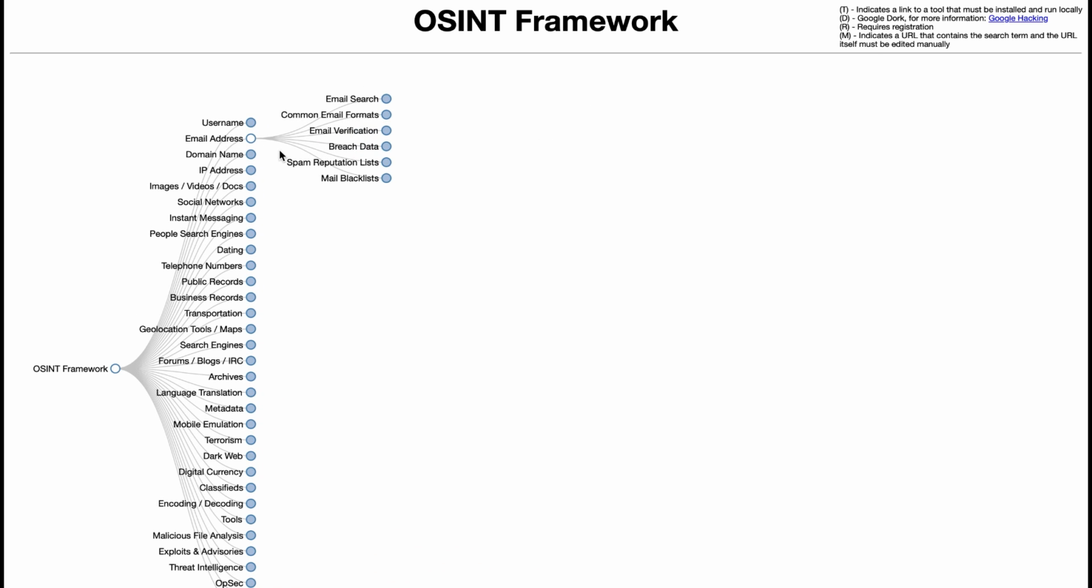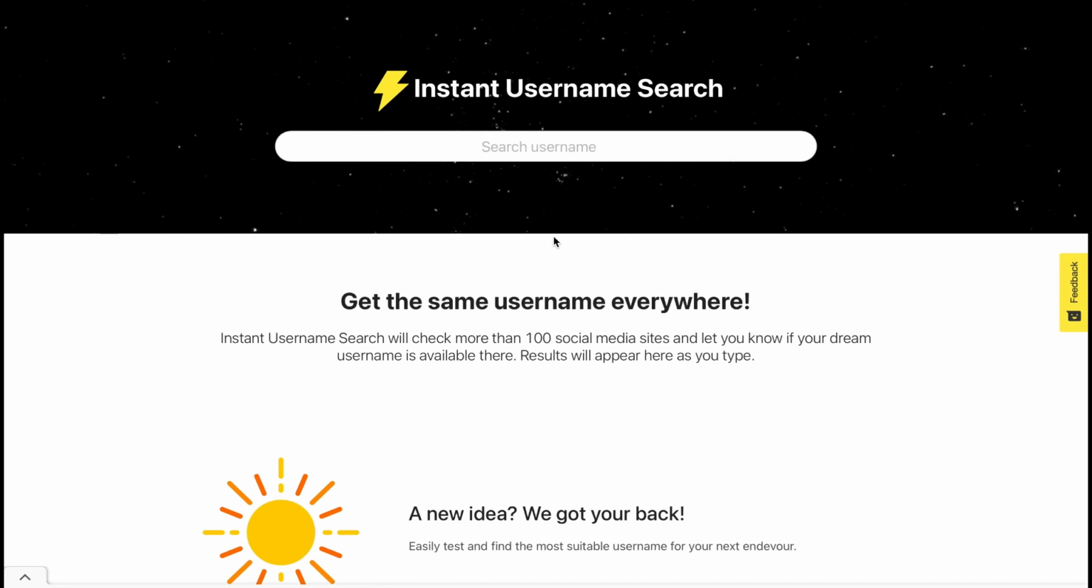So let's start with tool number one, which is Instant Username Search. This tool is honestly like a reconnaissance powerhouse. It allows you to swiftly check a username across a numerous amount of social platforms. So basically, if you're a penetration tester, it gives you valuable insights into an individual or organization's digital footprint.